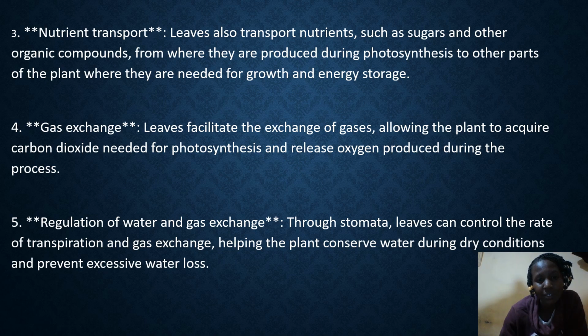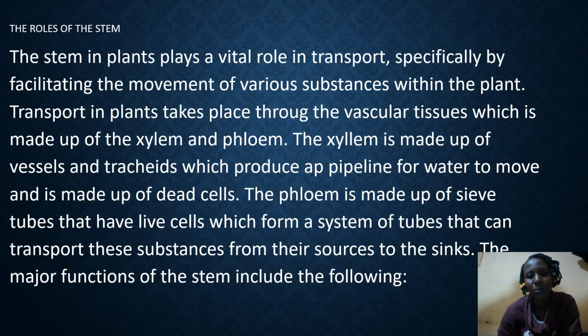Gas exchange. Leaves facilitate the exchange of gases, allowing the plant to acquire carbon dioxide needed for photosynthesis and release oxygen produced during the process of photosynthesis. Regulation of water and gas exchange. Through stomata, leaves can control the rate of transpiration and gas exchange, helping the plant conserve water during dry conditions and prevent excessive water loss.